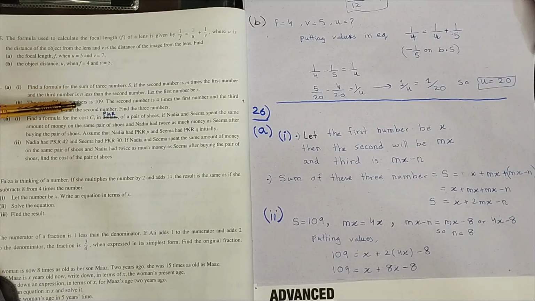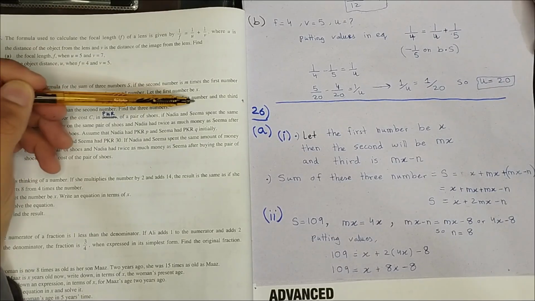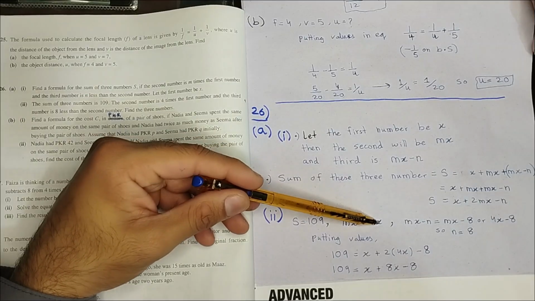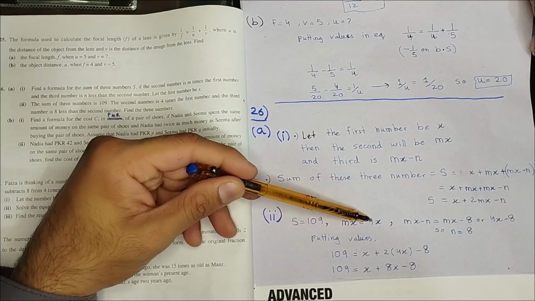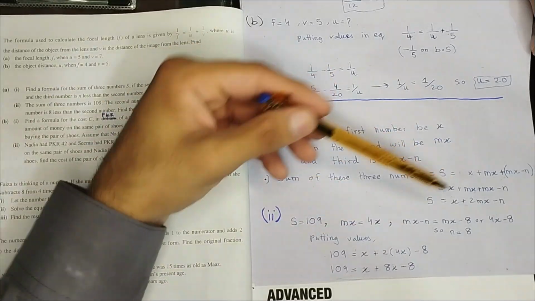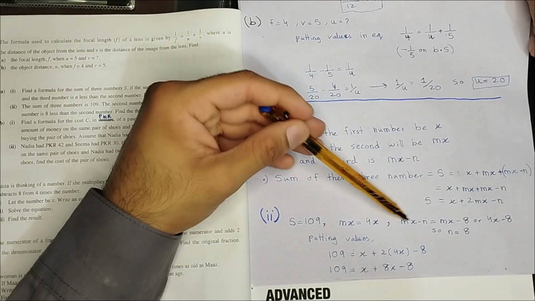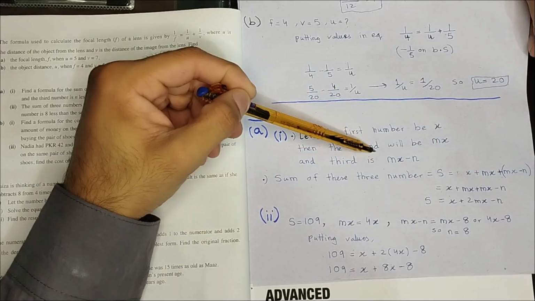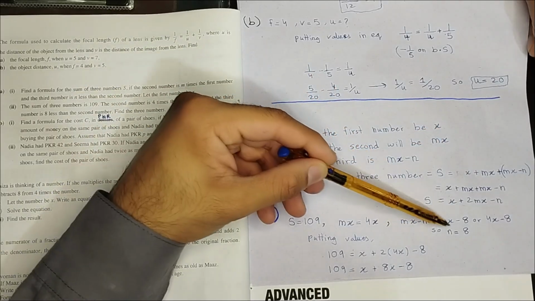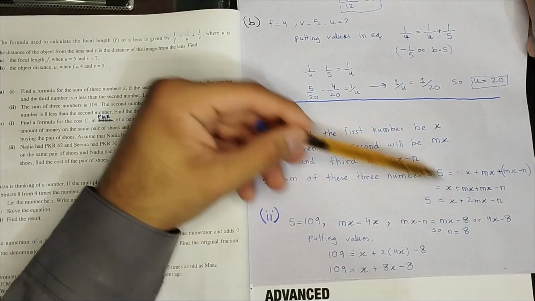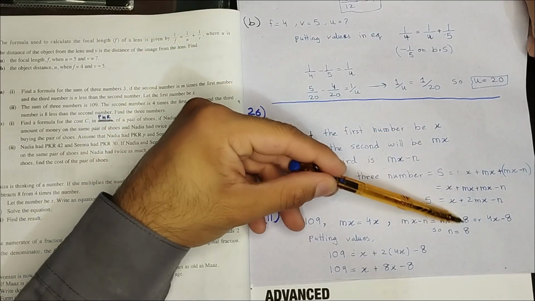What was the first number? It says here 4 times the first number. First number was x, so mx is equal to 4x. And it also says that the third number, which was mx minus n, is 8 less than the second number.